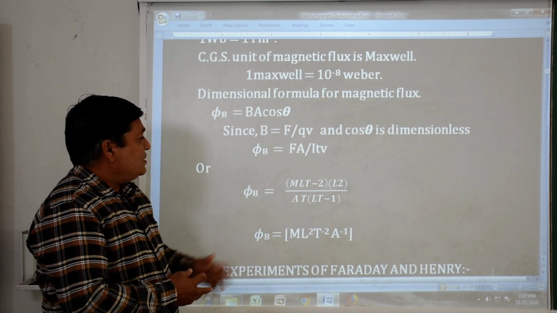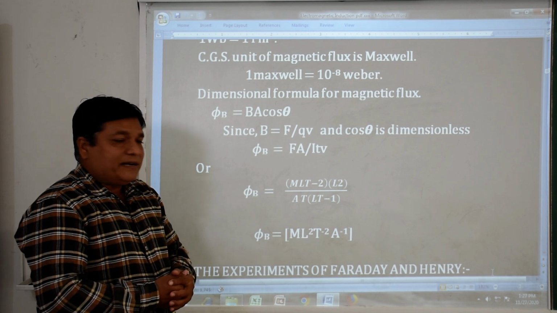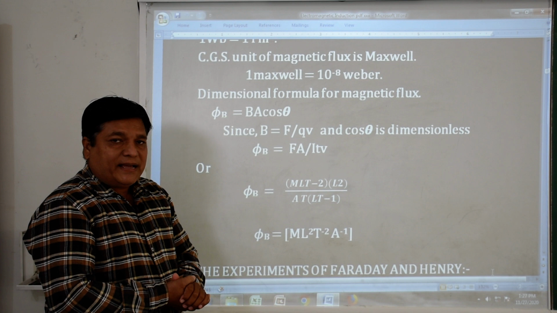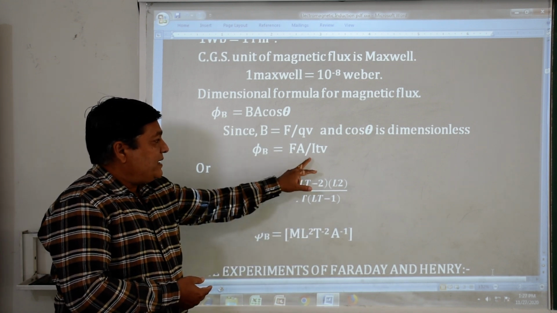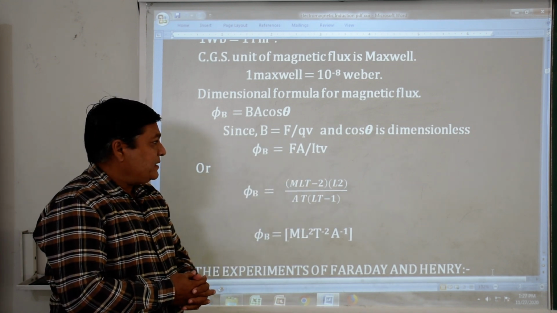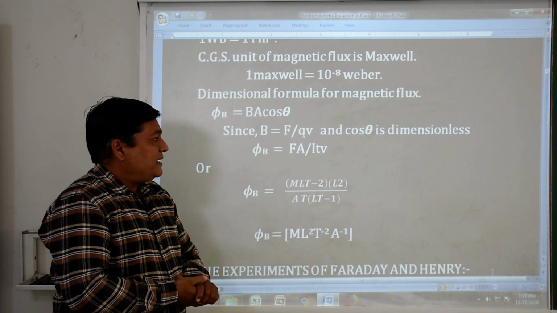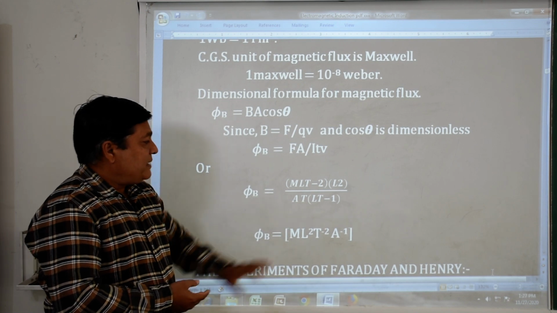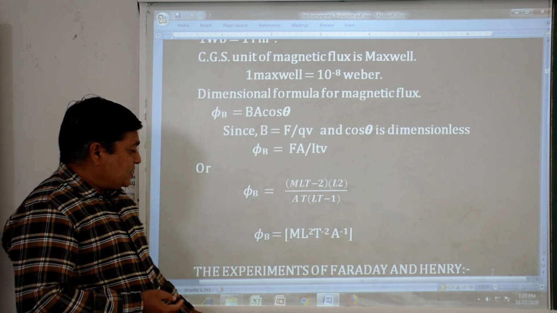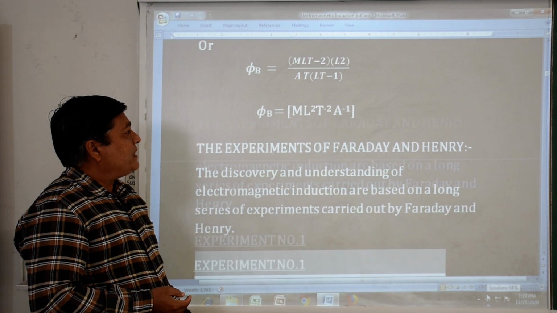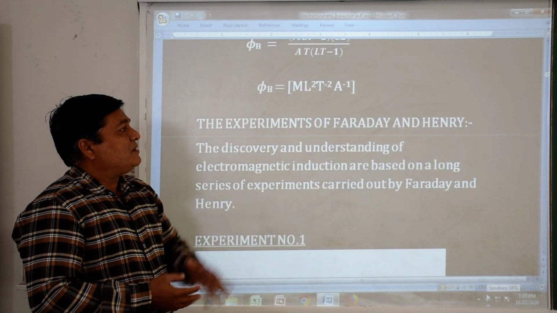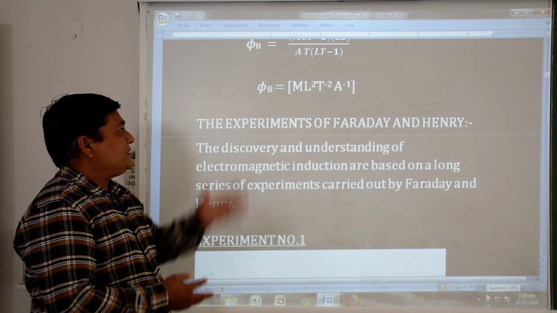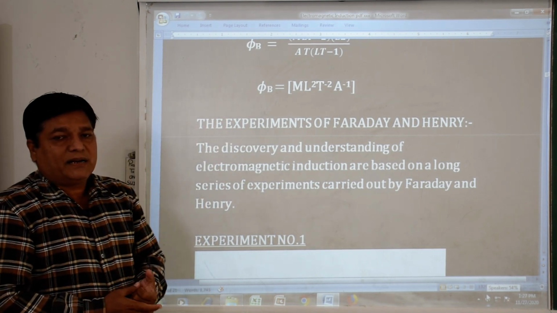We place the dimensional value of force, M L T to the power minus 2, the dimensional value of area, that is L square, and down here in place of charge, current I, ampere, into time T, and for the velocity we write L T to the power minus 1. By solving this, we come to the conclusion that the dimensional formula of magnetic flux phi of B is equal to M L square T to the power minus 2 A to the power minus 1. This is the dimensional formula of magnetic flux.